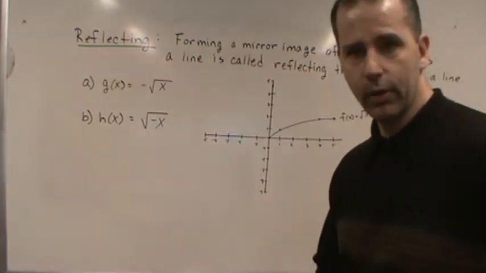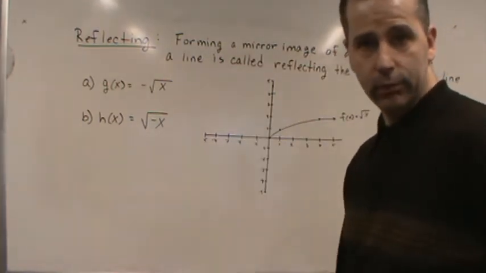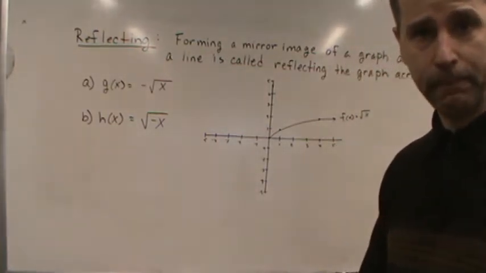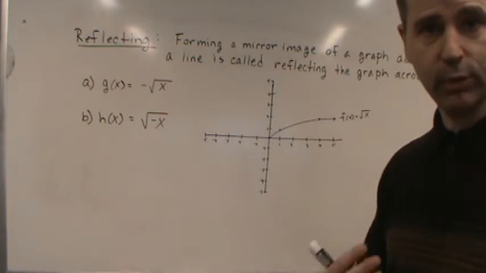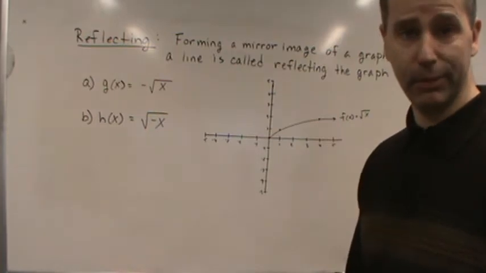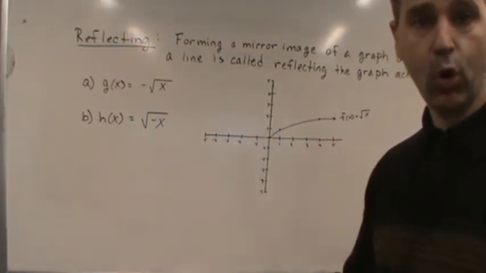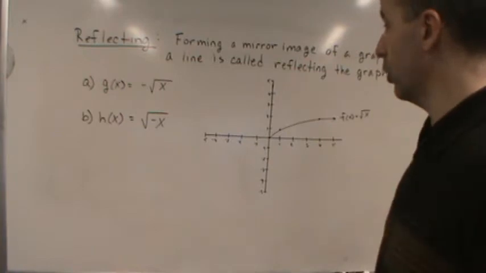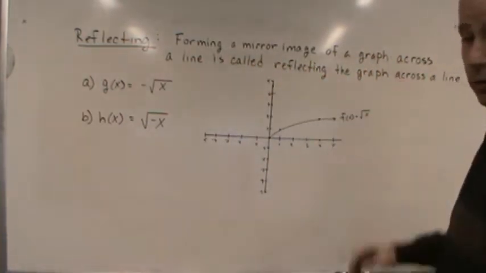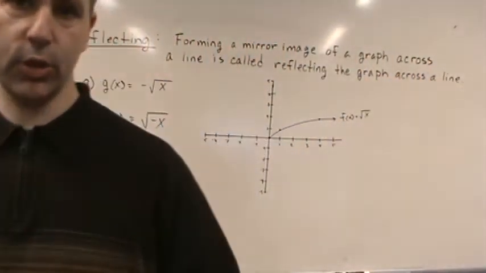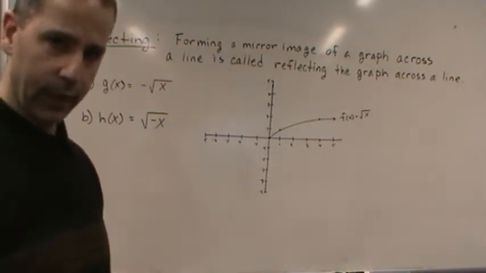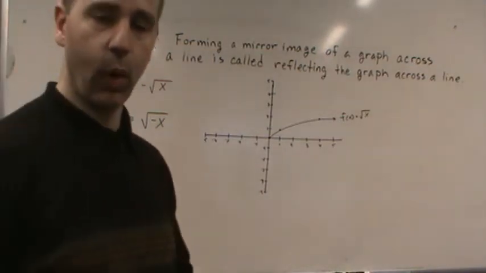So what we're going to do is talk about reflecting. This is one of the other things we can do to transform a graph. So what does it mean to reflect a graph? Well, reflecting means forming a mirror image of a graph across a line. Forming a mirror image of a graph across a line is called reflecting the graph across a line. So we're just flipping a graph across a given line. In this case we're going to talk about the x-axis and the y-axis.